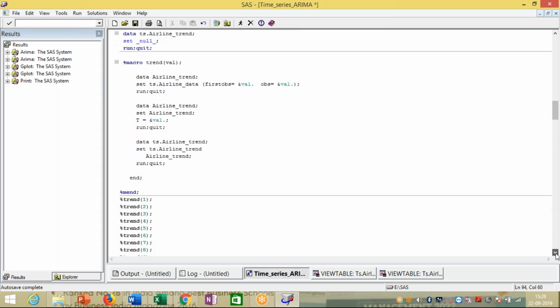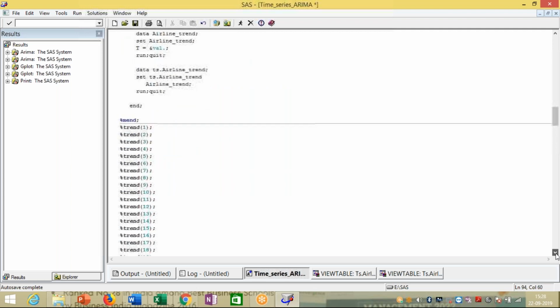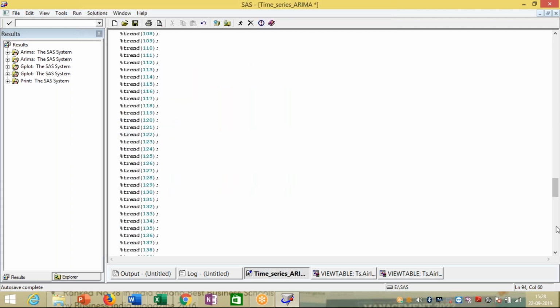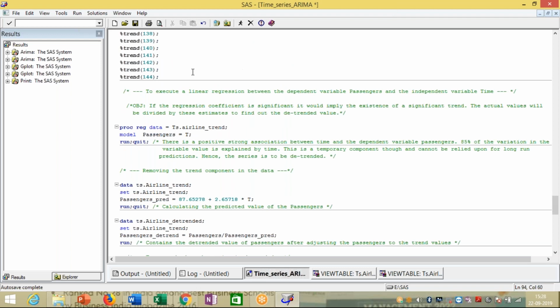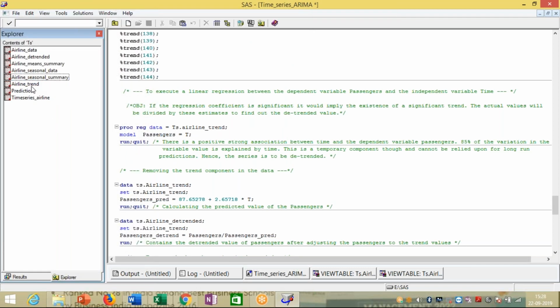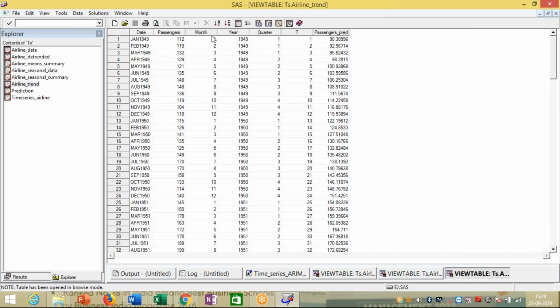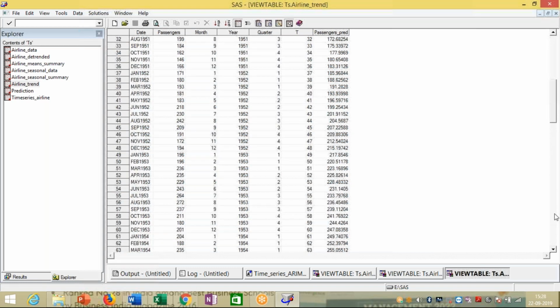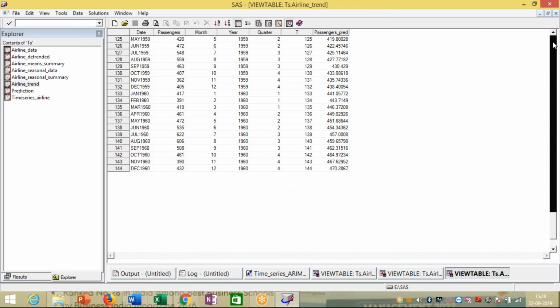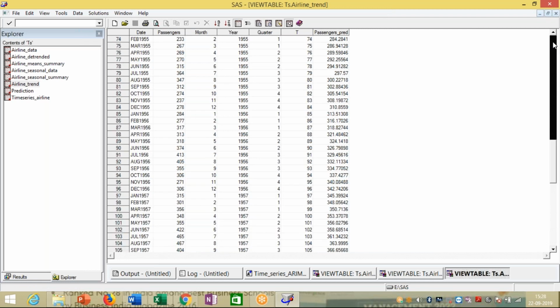And like this, we have around 144. So basically, in this airline trend data, I had this data, 1 to 12, 1 to 12, like this. So I have created a new value where it is running from 1 right up to 144, right? Because there are 144 observations.